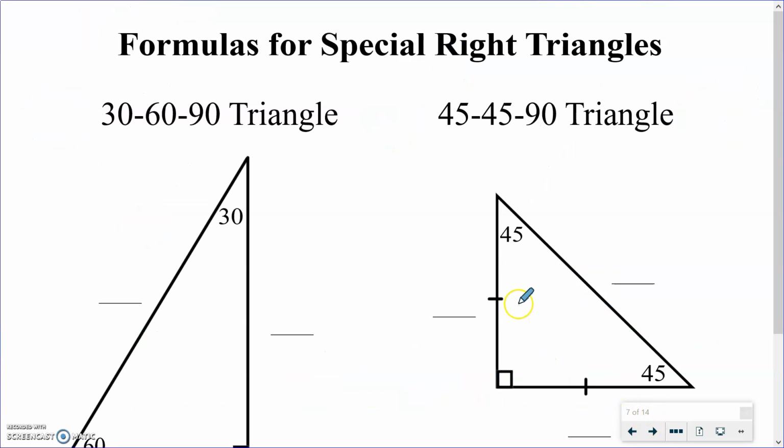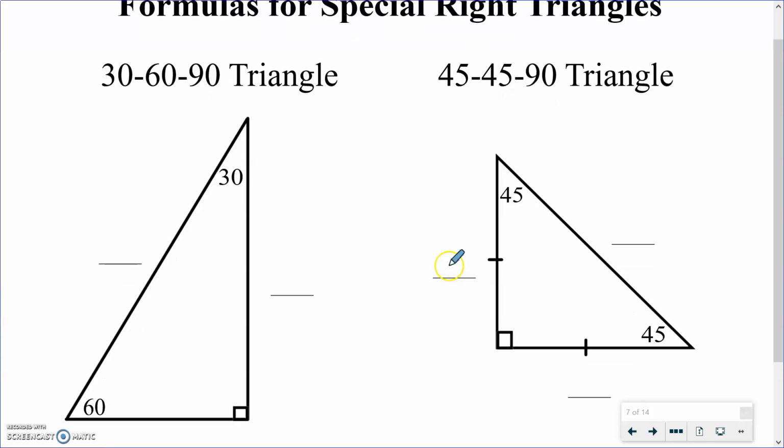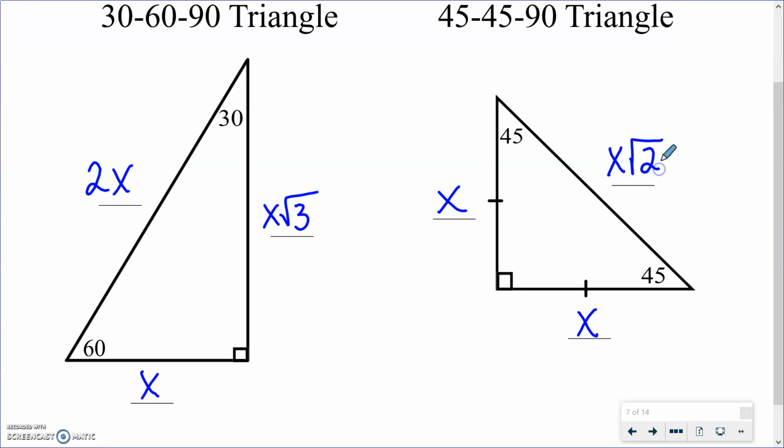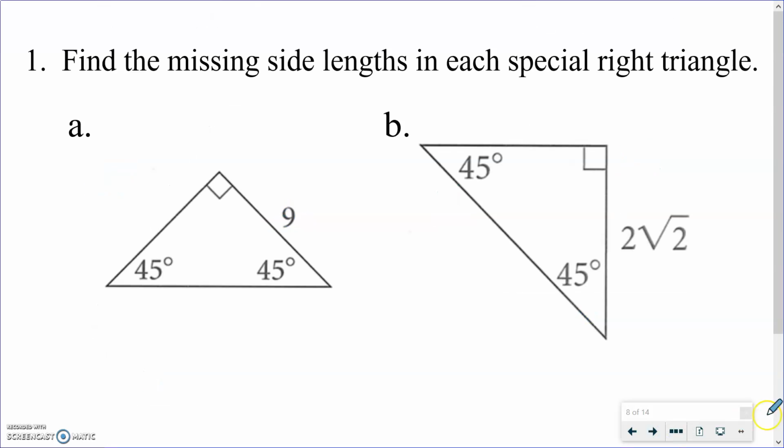Okay, so if we're looking at the formulas for special right triangles, if this is where the 30-degree angle and the 60-degree and the 90-degree is, this is going to be our shortest side. It's across from the shortest angle. The next side is going to be x square root 3, and then this will be 2x, and that will be true for all 30, 60, 90 triangles. And for a 45, 45, 90, if this is x and this is x and they're the same, then this hypotenuse is x square root 2. Okay? So then you can use that general form to find missing side lengths.